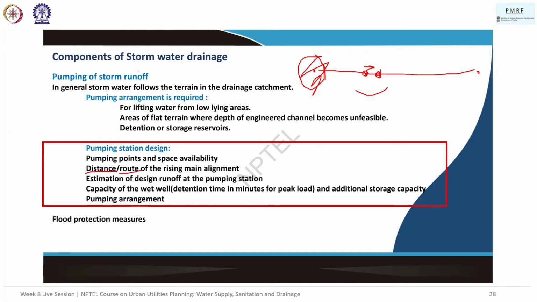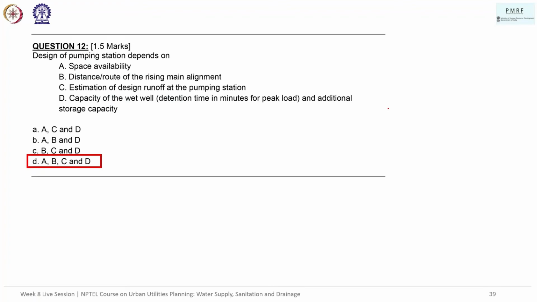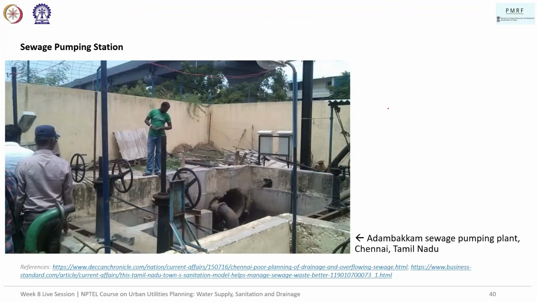Then design runoff at the pumping station, yes, and capacity of storage, right? So if the STP capacity is going to be low, you can have a storage and then pumping, right? So the answer is in fact D. This is a typical image of a pumping station. You have these huge pumps here. So it flows in and then it's pumped ahead.